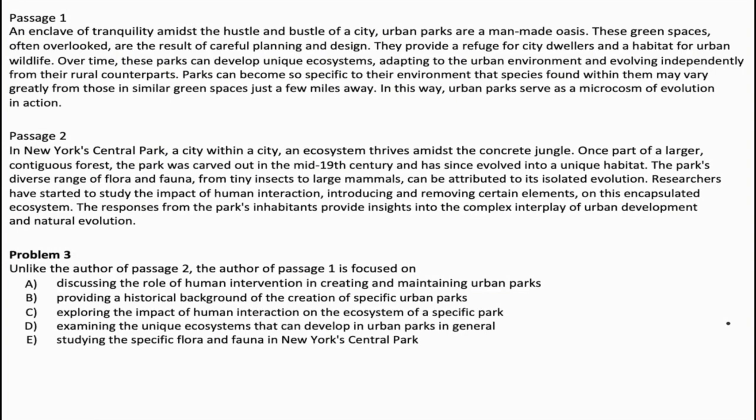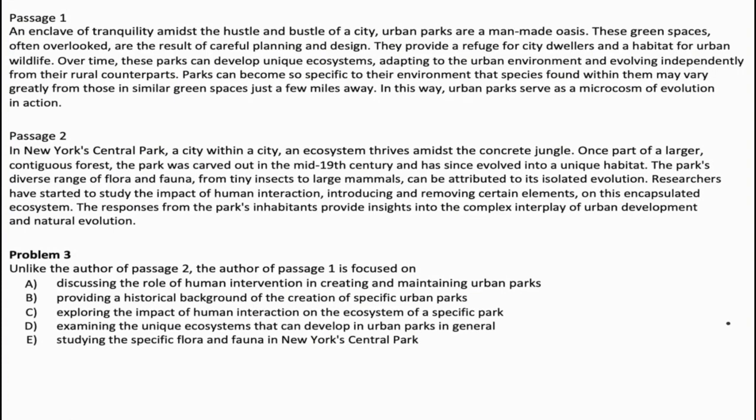Okay, so A, discussing the role of human intervention in creating and maintaining urban parks. Yes, certainly creating, it talks about it more, since the second one came from a forest, but it still says the park was carved out, which takes human creation, and maintaining, it definitely talks about the ways that humans interact with it later on, so I don't know. B, providing a historical background of the creation of specific urban parks. No, one is not doing specifics. C, exploring the impact of human interaction on the ecosystem of a specific park. Again, one is not doing that.